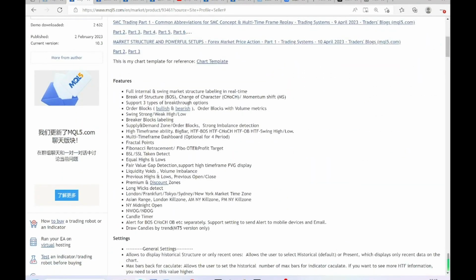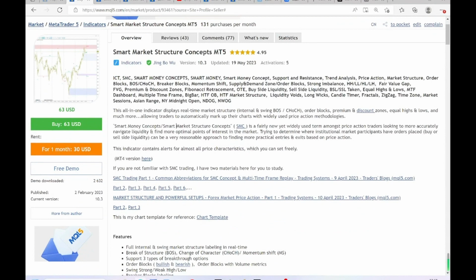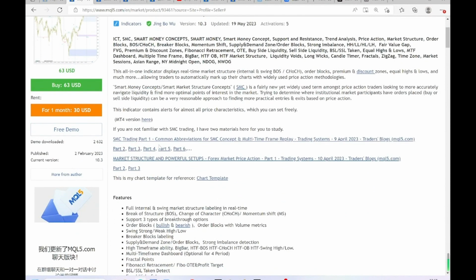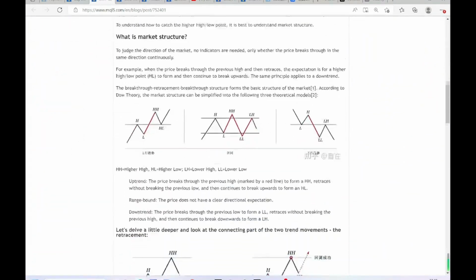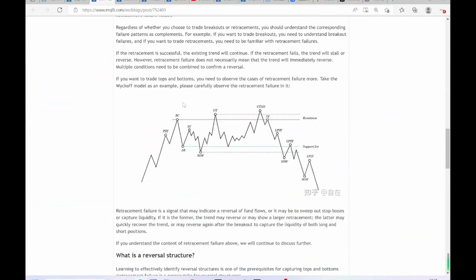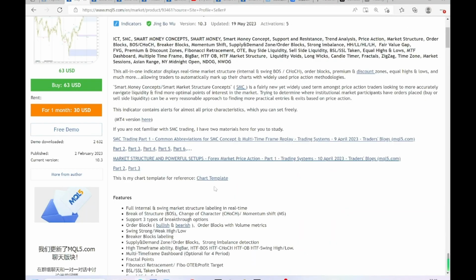It has rich functions and covers almost all commonly used concepts in SMC ICT. The indicator page provides some excellent learning material for those who are not familiar with the SMC concept. And here is also my chart template for everyone to download and reference.